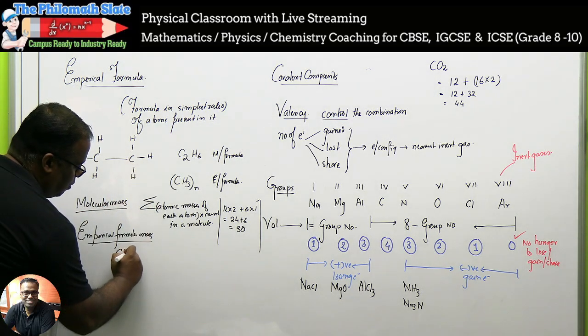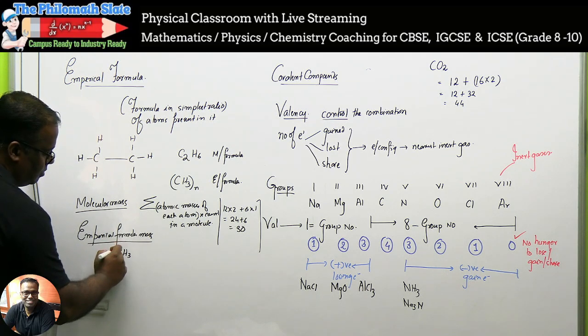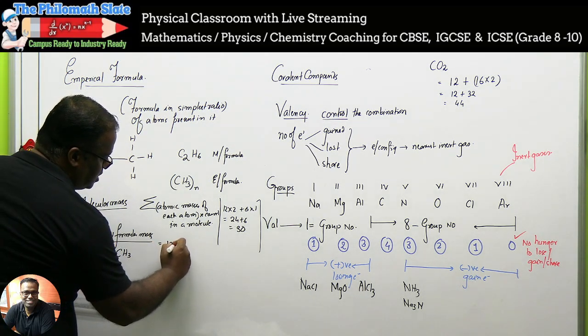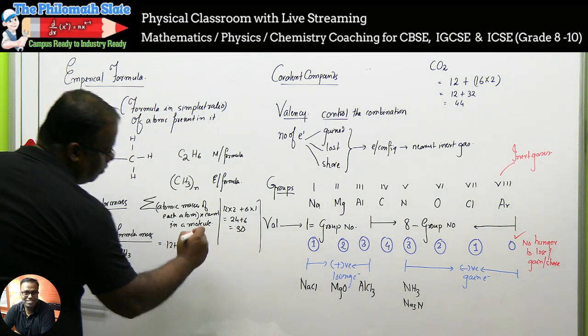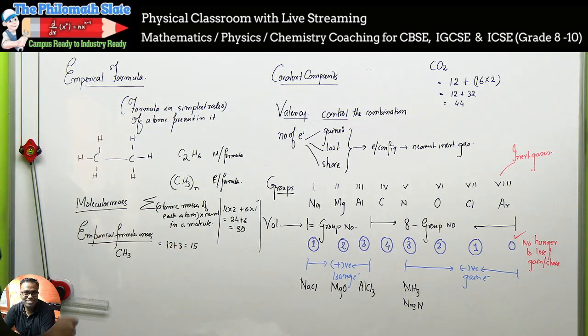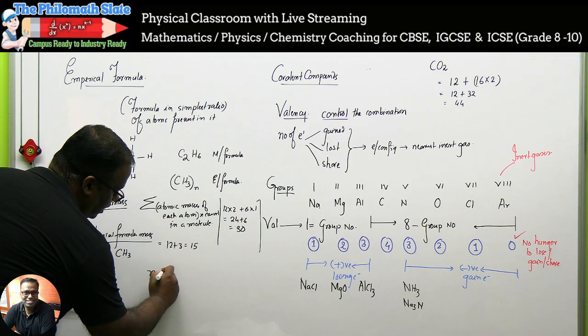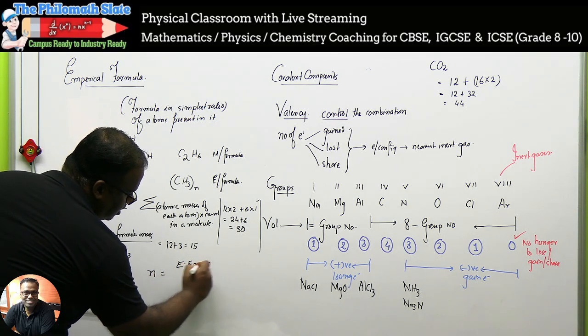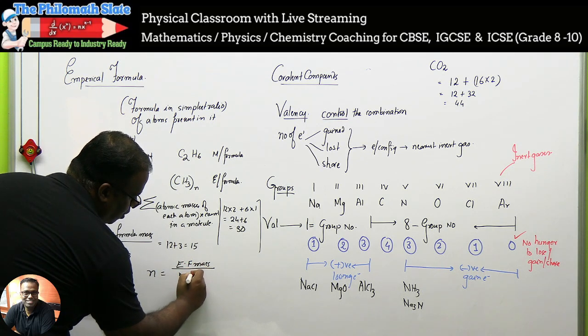Let's calculate the empirical formula mass. What is empirical formula? CH3. This is the empirical formula. So it will be equal to 12 plus 3. How much is it? 15, right? So this n that you get, the n is always the molecular mass divided by the empirical formula mass.